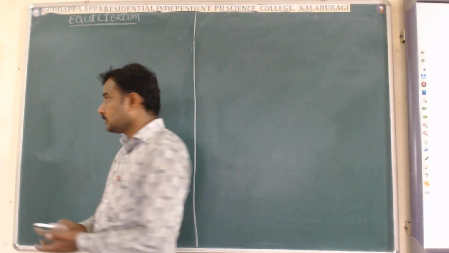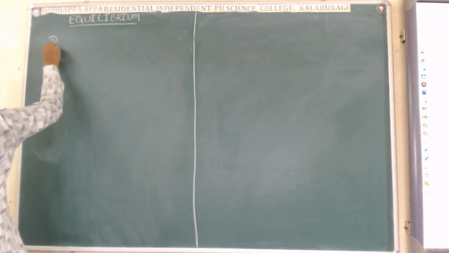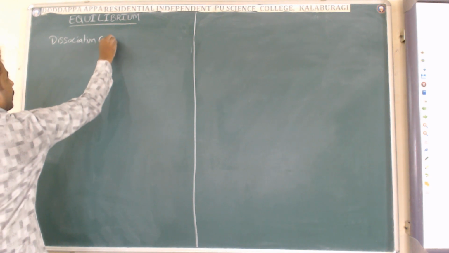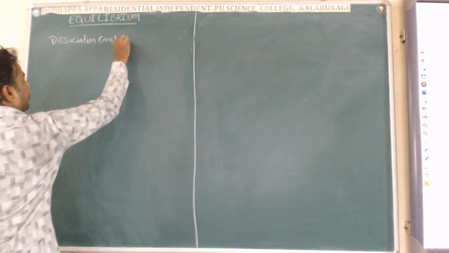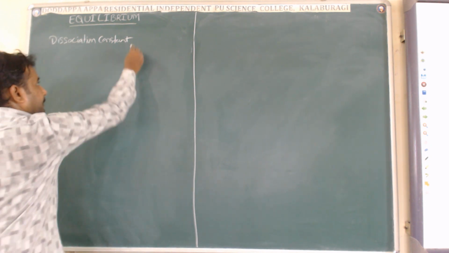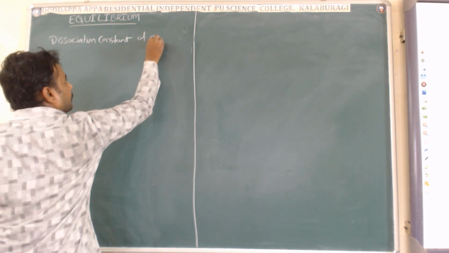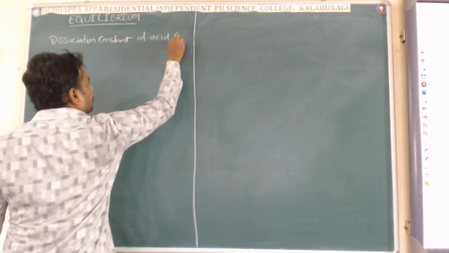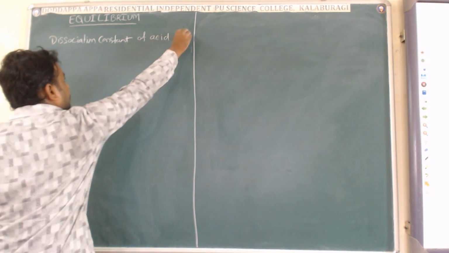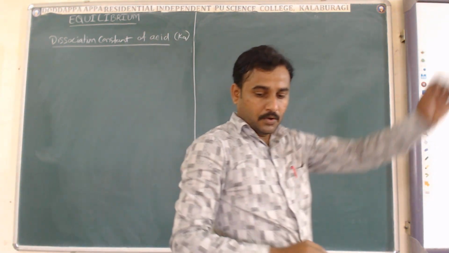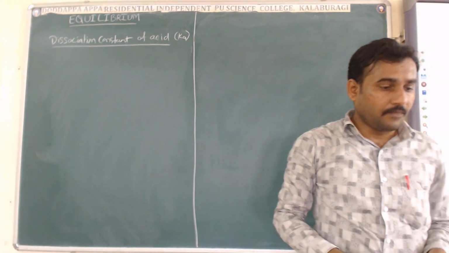And dissociation constant of acid. Dissociation constant of acid. We have to write down Ka. Dissociation constant of acid. What is the meaning of this dissociation constant of acid here?